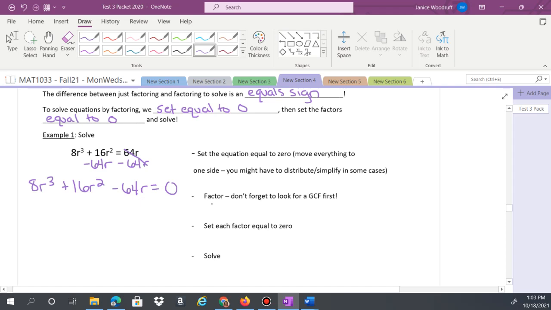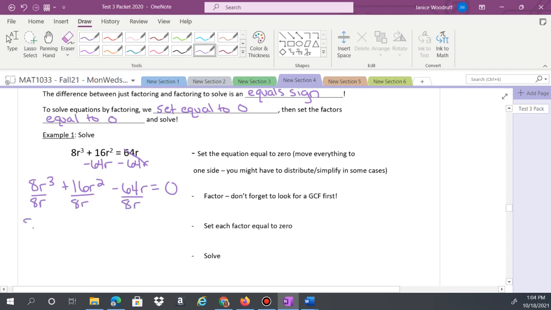Then step 2 is we go through the factoring piece of this. So we always look for a GCF first. So I'm going to look at my numbers. 8, 16, and 64, they seem like they're all divisible by a number. What would that be? Yeah, I think they're all divisible by 8. And then what we have the r's. We've got at least 1 in each of them. So I think I can take a GCF of 8r out of each of these.